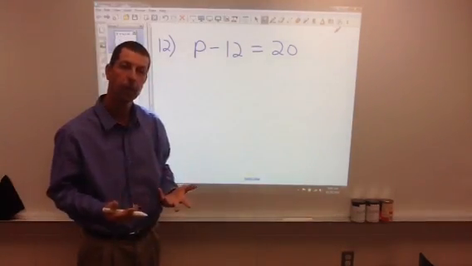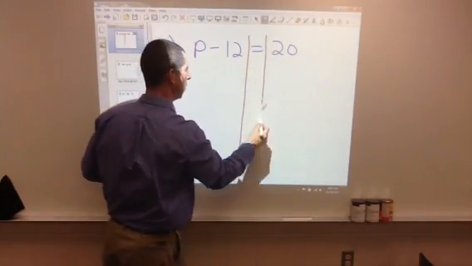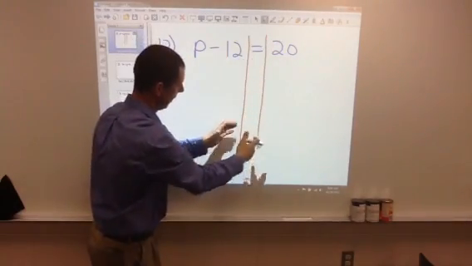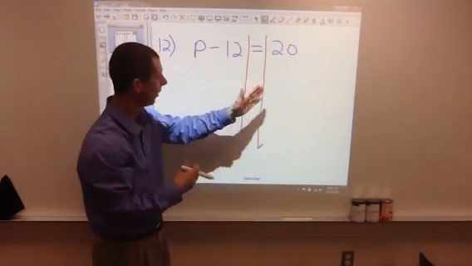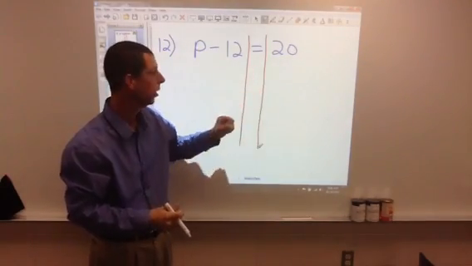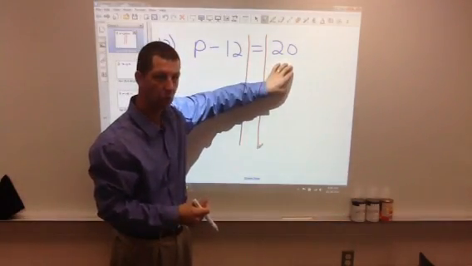So what I'm going to make you do is divide this into two parts. I'm just putting little lines down on each side of my equal sign to show that there's two sides to this equation. This is one side, p minus 12. This is the other side, 20.